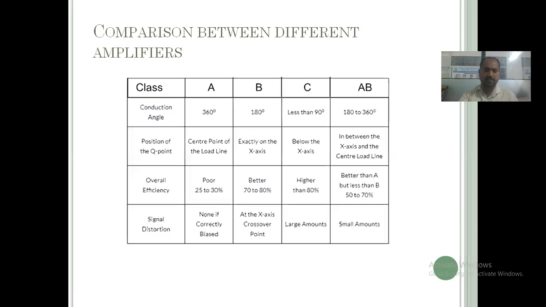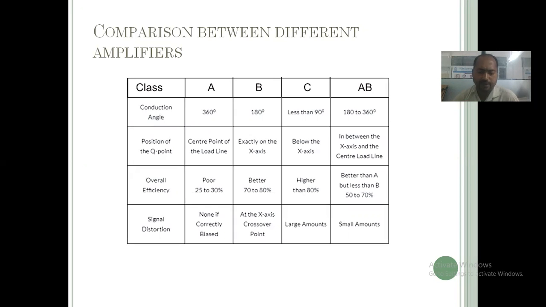See the comparison between different amplifiers. We have already discussed the conduction angle, so I'm not repeating it. Conduction angle for the particular configuration: we know A has 360, B has 180, C has less than 90 degrees, and AB is in between 180 and 360. 180 indicates pi, 360 indicates 2 pi. So between pi to 2 pi, that is the class AB amplifier.